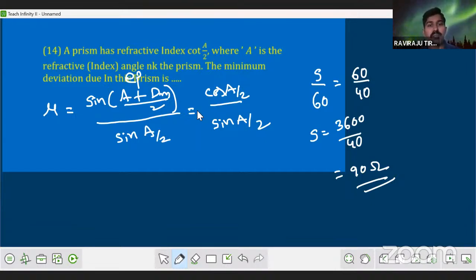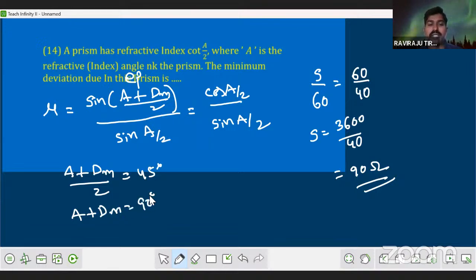That means each function should represent 45 degrees only. But you have to calculate the minimum deviation. So A plus dm whole by 2 is nothing but 45 degrees. Then A plus dm will be 90 degrees. Then the minimum deviation value dm is nothing but 90 minus A. Options I have not printed here. Just see there, the option 90 minus A is the correct answer.